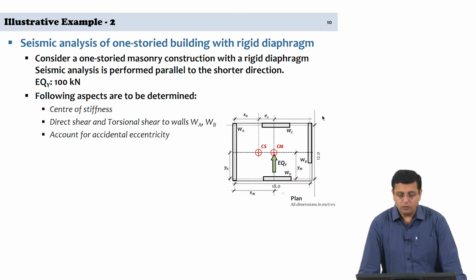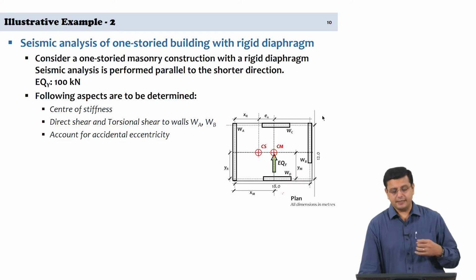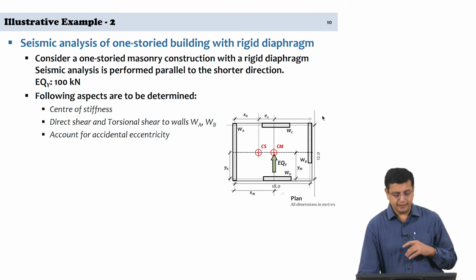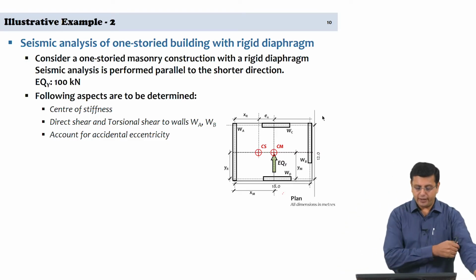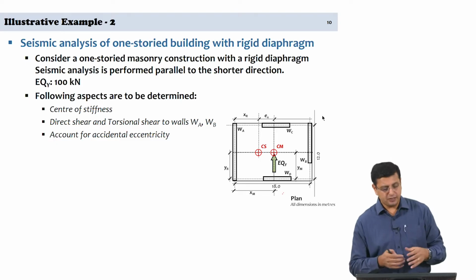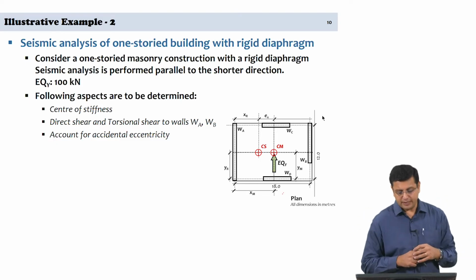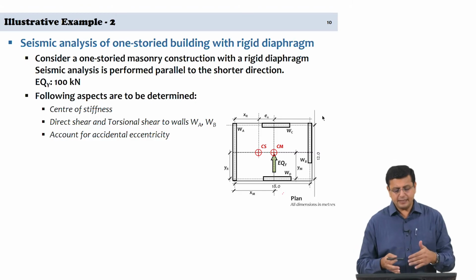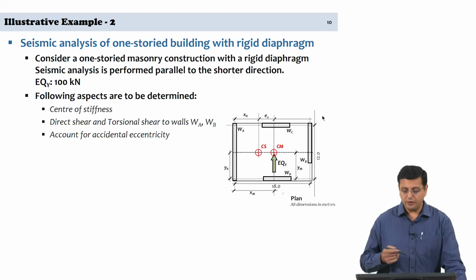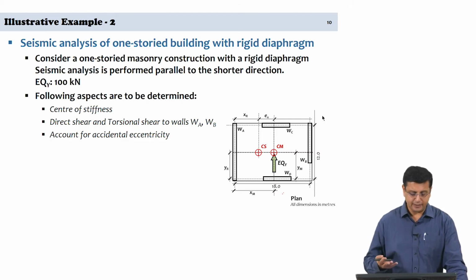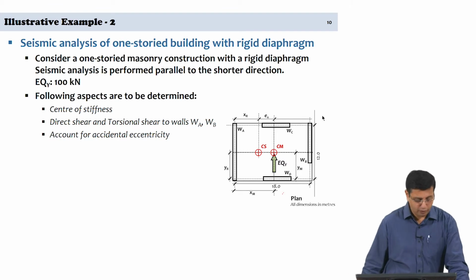We also need to account for accidental eccentricity. In the exercise that you have been doing, we have neglected the effect of accidental eccentricity, but within a design framework you cannot do that, and the code requires that accidental eccentricity be considered. So this is an example where we look at how much the accidental eccentricity is, and how you then use it to look at the worst case situation for the shear force that you are interested in, wall A or wall B.